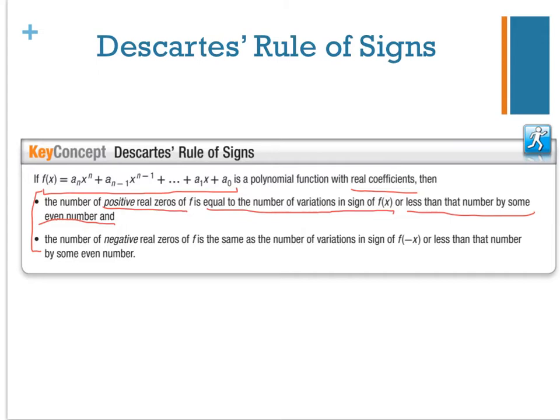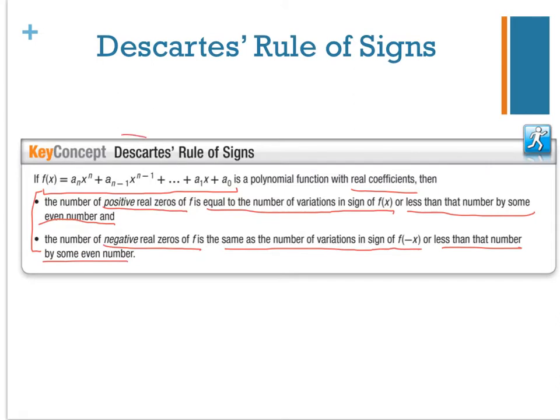Okay, so we'll take a look at that in a minute. And the number of negative real zeros of f is the same as the number of variations in sign of f of negative x, or less than that number by some even number.